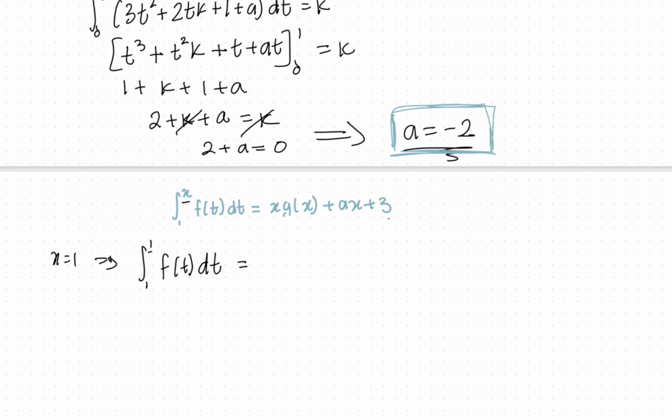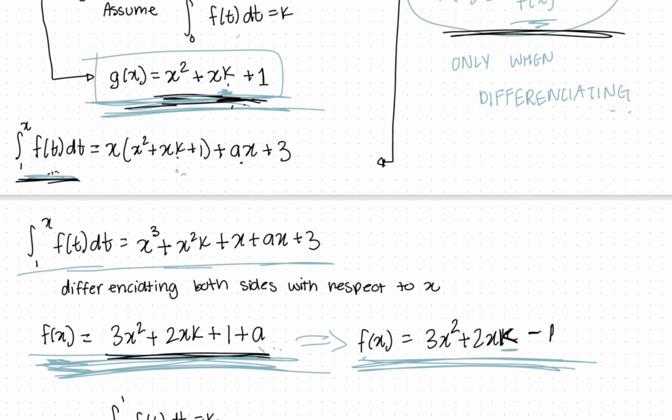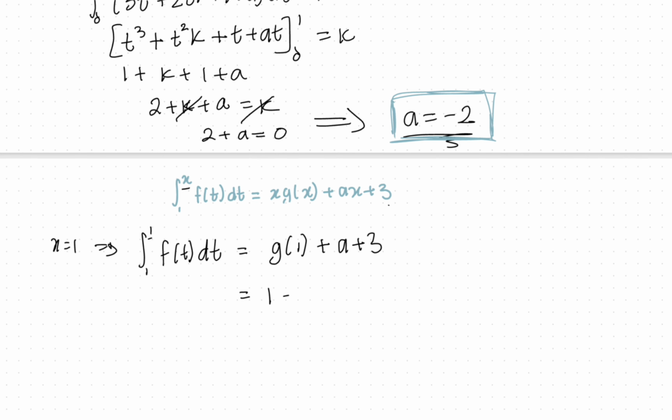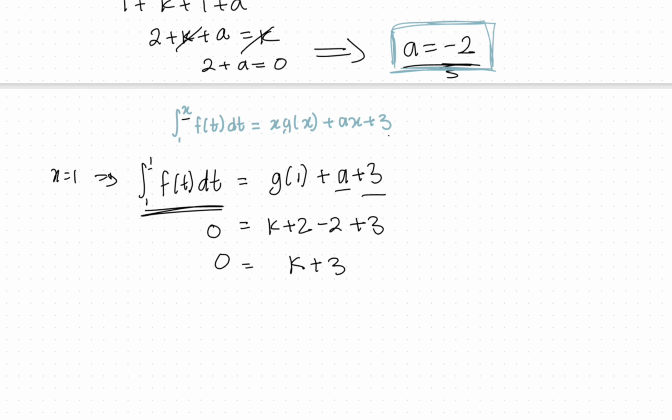That's basically 1 times g of 1, which is just g of 1, plus a plus 3. G of 1, we saw g of x is this, so let's replace g of 1 here. We get 1 plus k plus 1, which is just k plus 2. We know a. A is -2, so -2 plus that 3. This is equal to k plus 3, and we know this area is simply just 0, so 0 is on the left-hand side. Solving this, we get k is equal to -3.